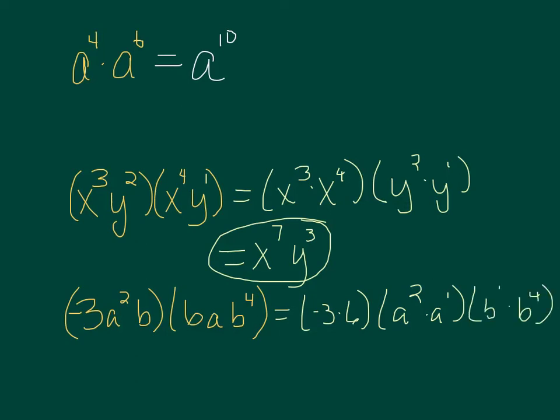And now it's just a multiplication problem. What's negative 3 times 6? It's negative 18. A to the second times a to the first. I'm going to add my two exponents. Gives me a to the third. I have 3 a's total. And then I have b to the fifth.